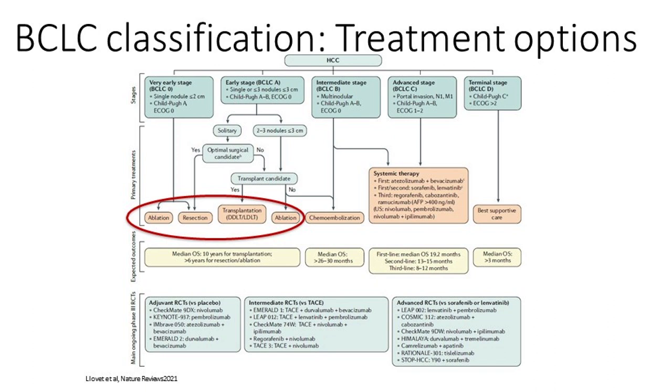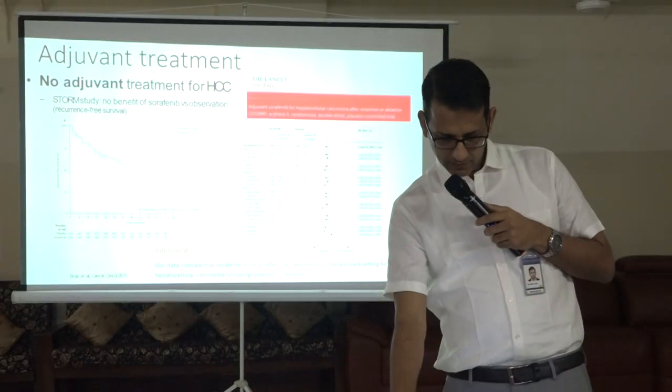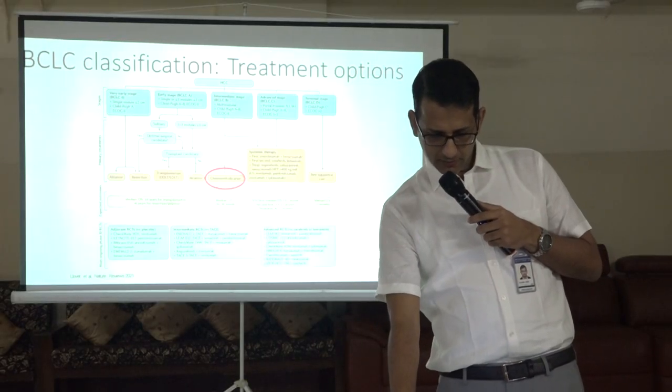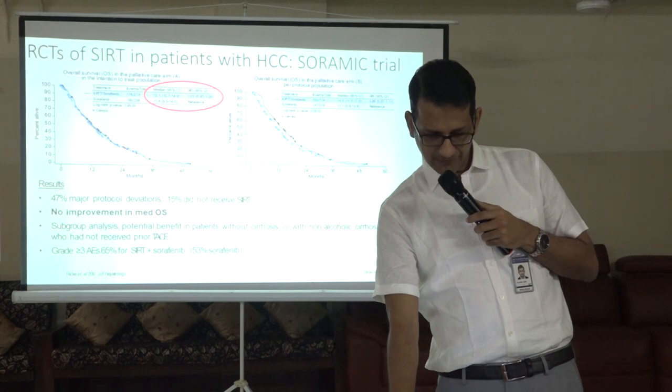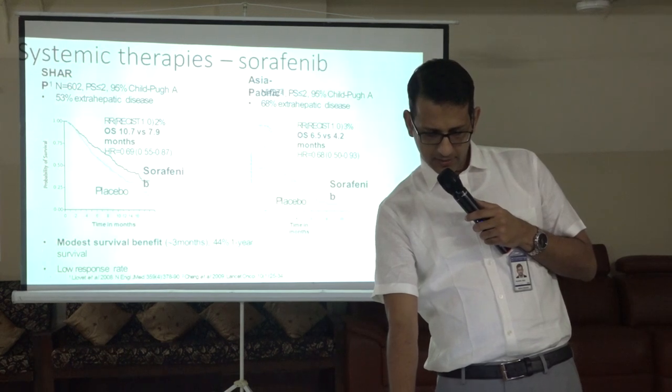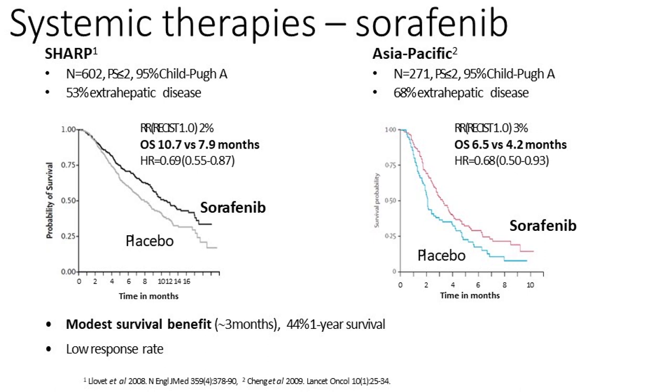Now, just in the last 10 years, if you see in terms of medical treatments, all these drugs have come in. You can't read it from the distance, but the first drug to come in this disease was a drug called sorafenib. So this is the SHARP trial, right? If you see sorafenib versus placebo, these are all advanced BCLC C and B patients, it improved survival slightly, right? And sorafenib does not have a great response rate.